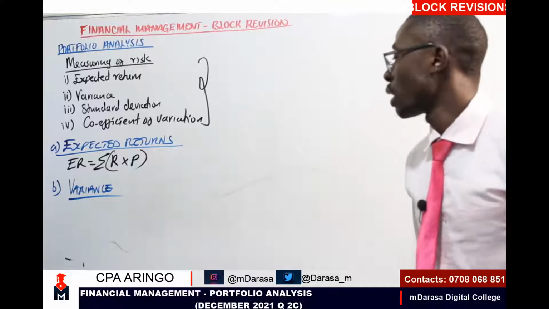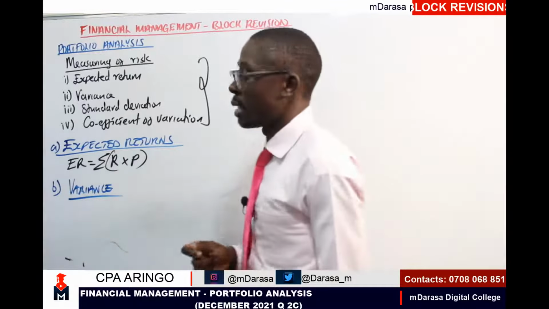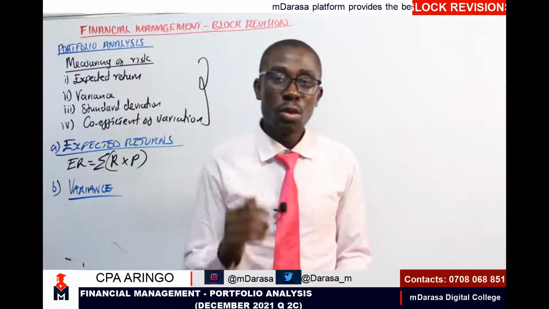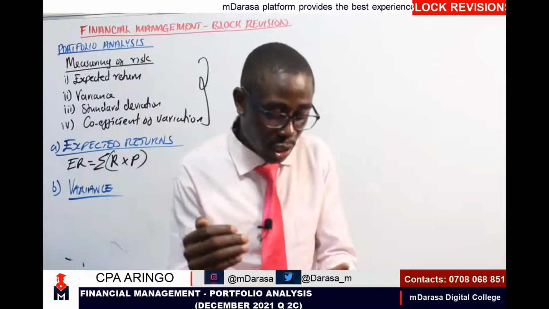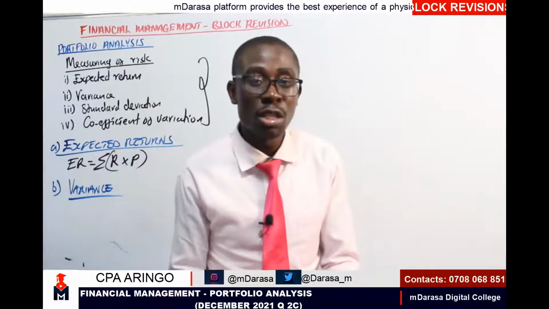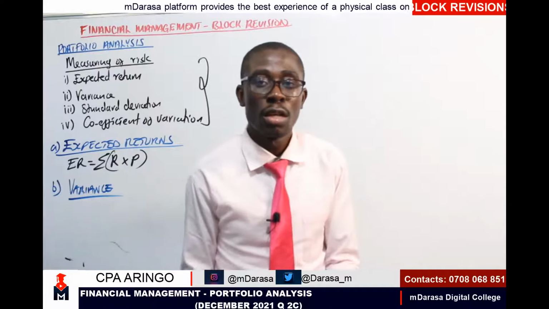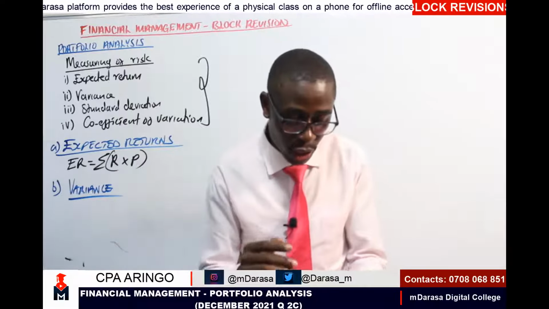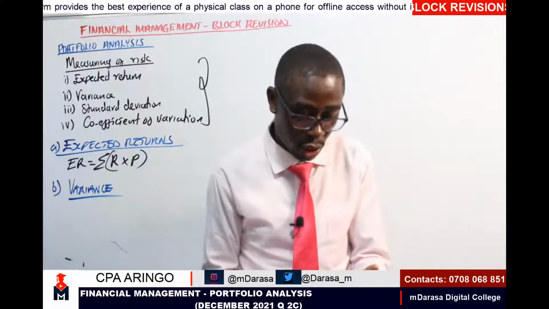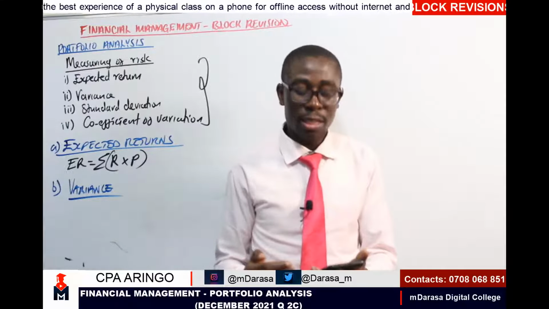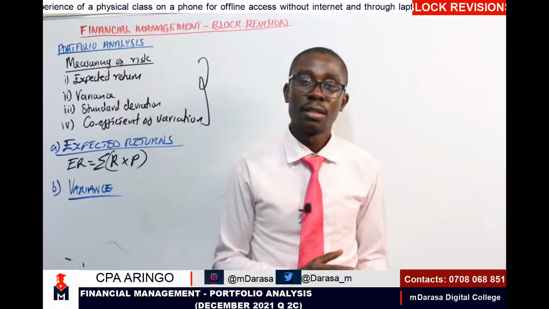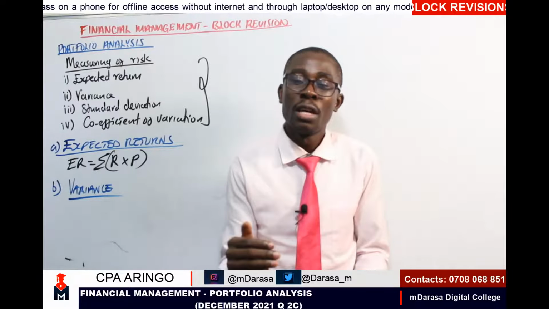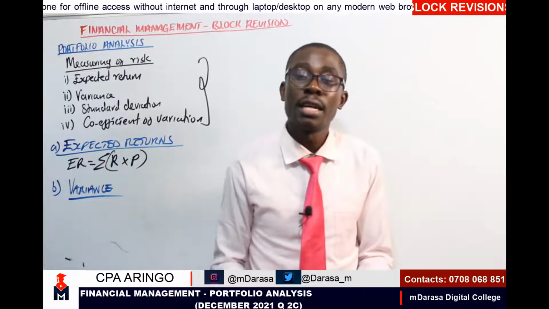Look at variance. Variance basically relates with expected return. And how is it relating with expected return? Variance is a measure of percentage change. Kindly mark that very clearly. Variance is basically a measure of the percentage change between the expected returns and the actual returns. I hope you've mastered that very clearly.